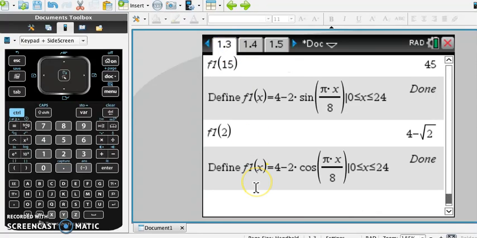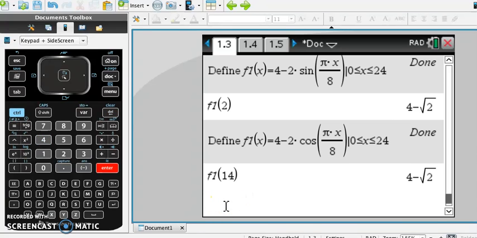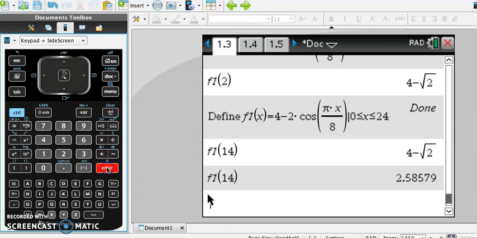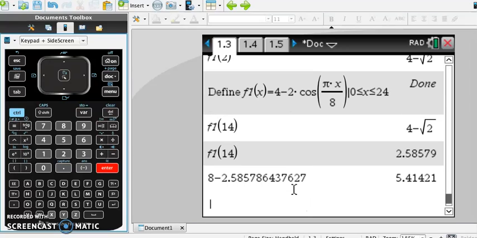So let's go into our function. And if I put f1 of 14, I get 4 minus root 2, which is approximately equal to 2.585. Now that's how deep the water is, remember. So this function tells me how deep the water is. So if I have an 8 metre pole, 8 minus 2.58 is 5.541 metres showing, okay?